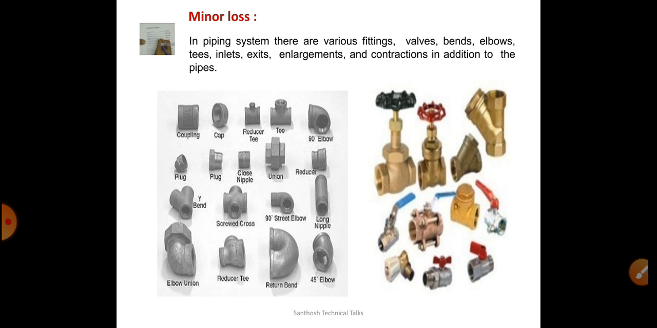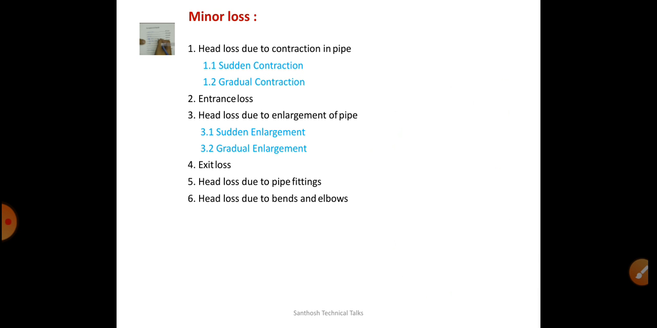So for example, coupling, end caps, reducer tees, elbows, reducers, union, close nipple, plugs, Y bend, L bend, T bend, screw cross, 90 straight elbow, long pipe, 45 elbow, return bend, reducer T, elbow union, like this, gate valves. All these things we found to be the minor losses. Here, some of the minor losses I have illustrated.